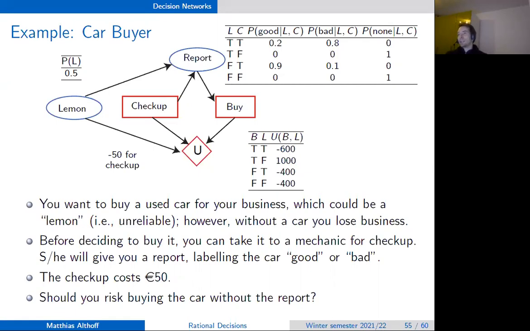You can also play around with the numbers, and let's say if the probability of a lemon is really high, then of course the value of the checkup is increasing, for instance. You can just play around with the numbers, and if you like, you can send us a new set of values such that the checkup is worth it.